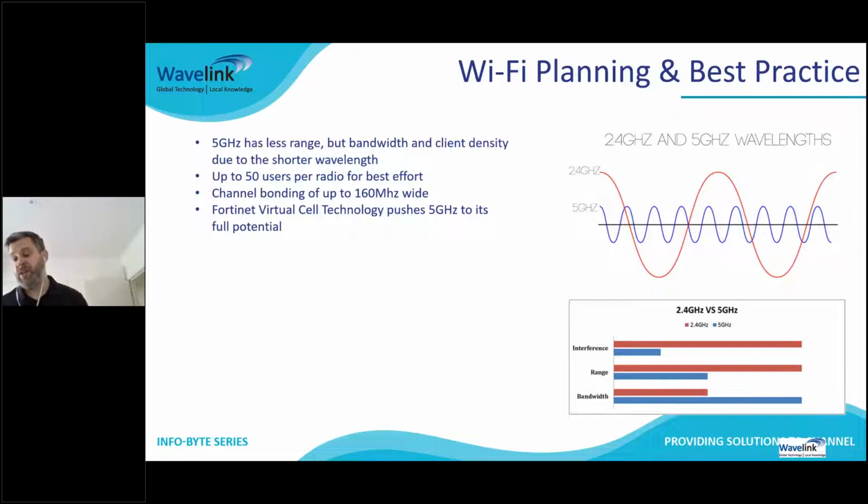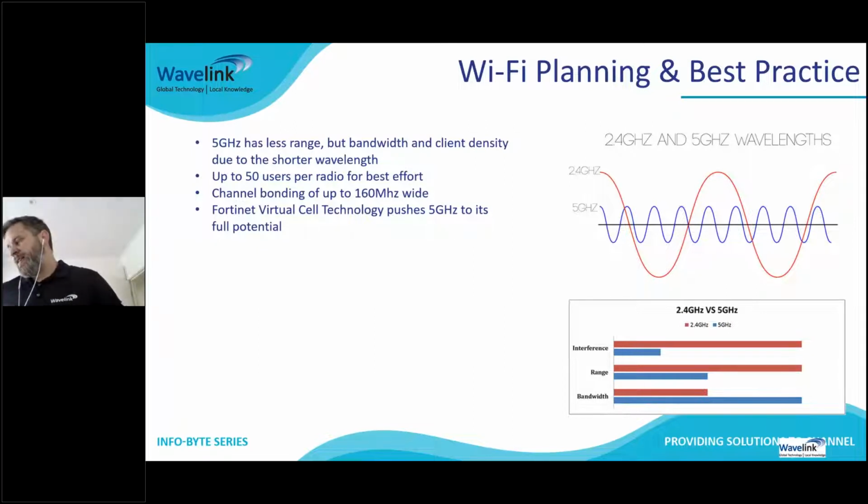When trying to utilize, though, let's say a 5 gig 802.11a backhaul point-to-point link, you're still probably going to use 5 gigahertz, but then with a very high gain directional antenna to utilize that as well. And I've got a little note there as well: up to 50 users per radio for best effort.